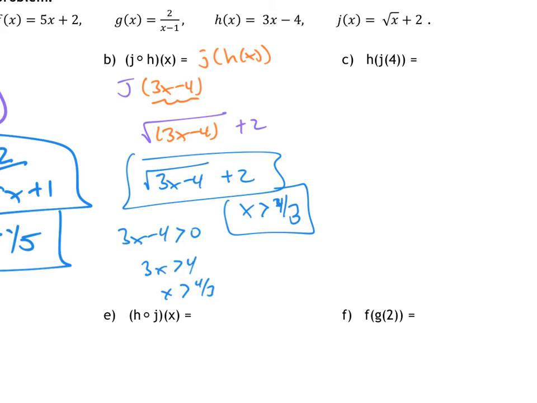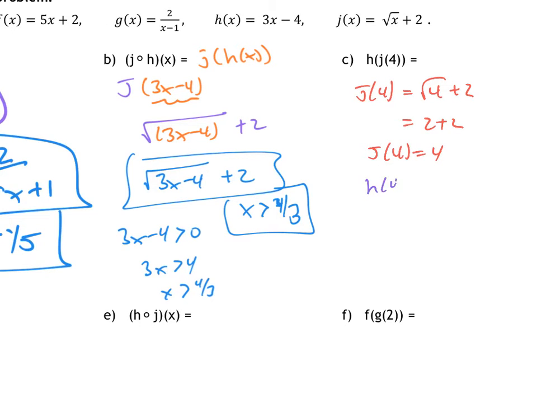All right, now this is a number, so we're good to go here. So this is h of j of 4. So let's work our way inside out. So let us find j of 4 first. So square root of 4 plus 2. Square root of 4 is 2. So j of 4 is going to equal 4.